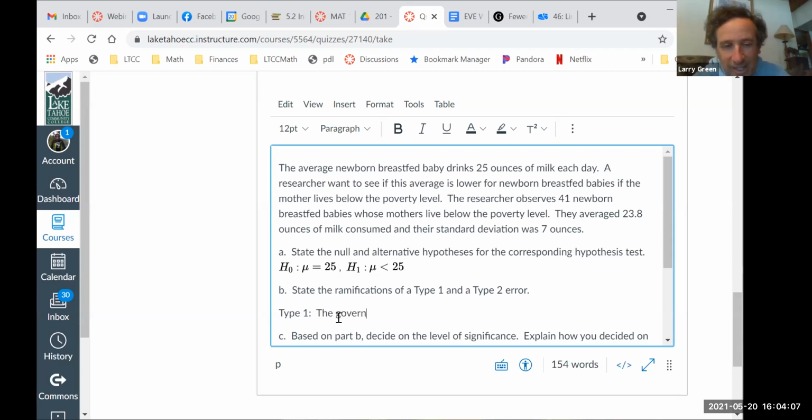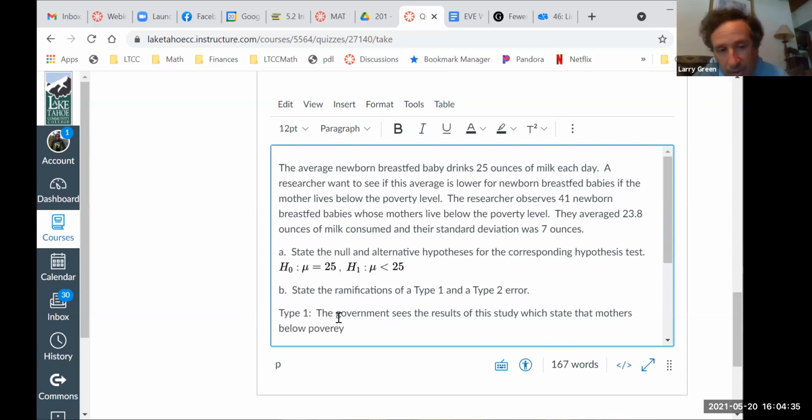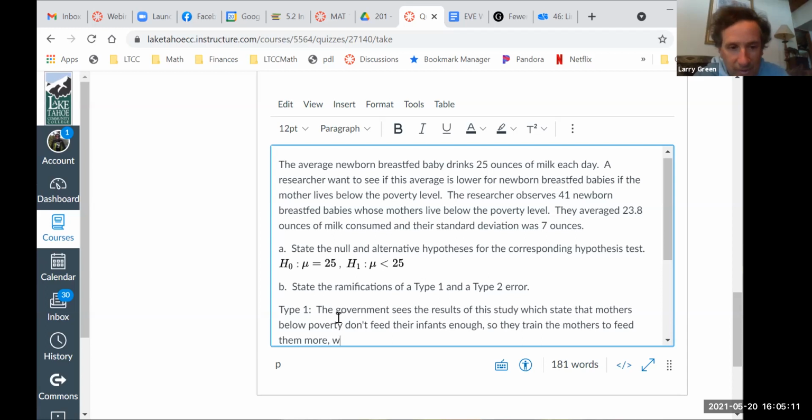So the government sees results of this study, which state that mothers below poverty don't feed their children enough. Or don't feed them well enough, because milk is all they feed anyway, they're infants. So they train the mothers to feed them more, when that is not even needed.